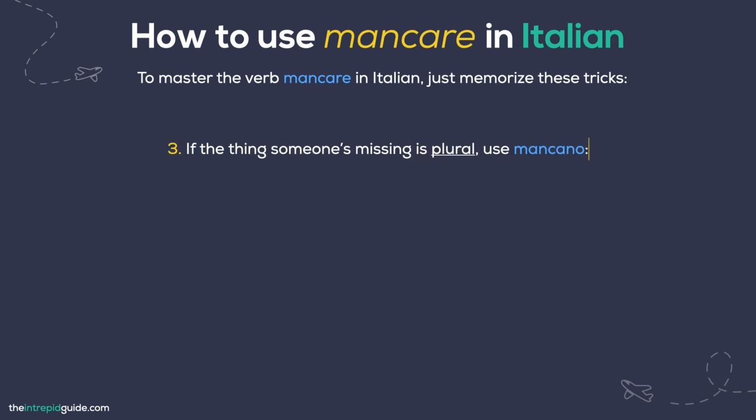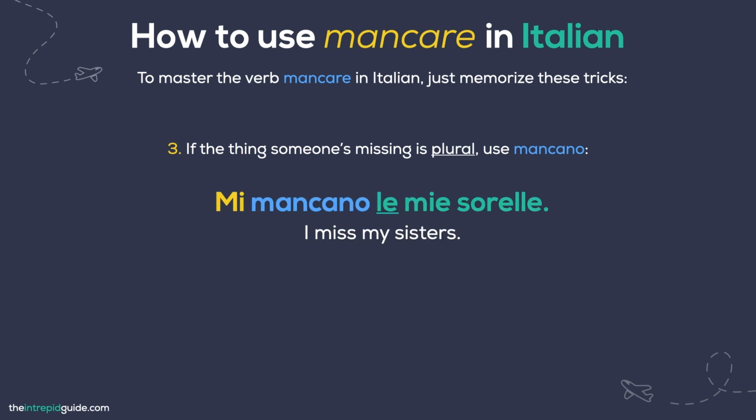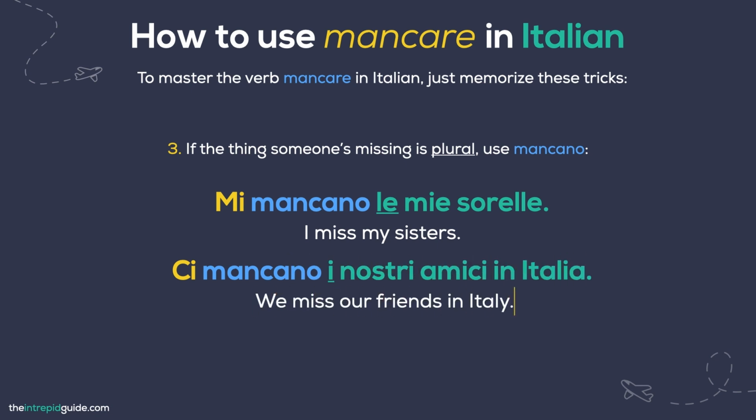Three. If the thing someone's missing is plural, then you use mancano. For example, Mi mancano le mie sorelle. I miss my sisters. Ci mancano i nostri amici in Italia. We miss our friends in Italy.